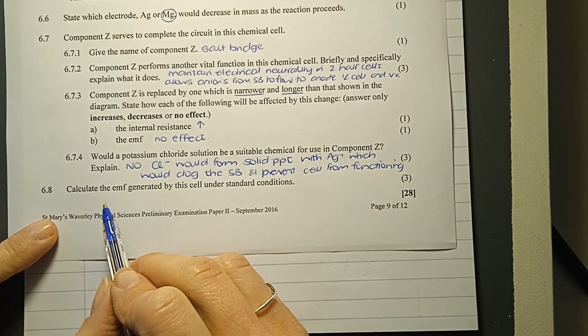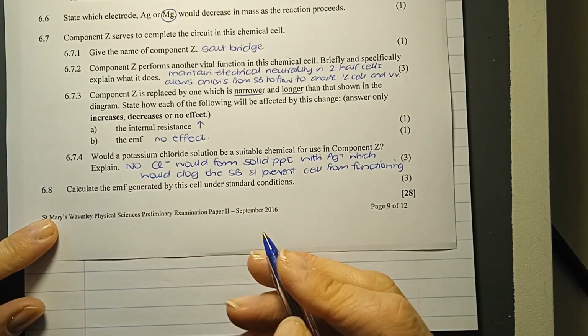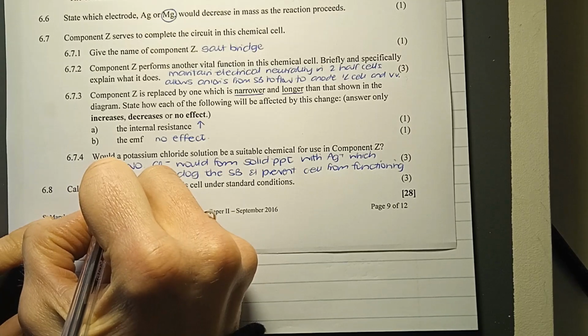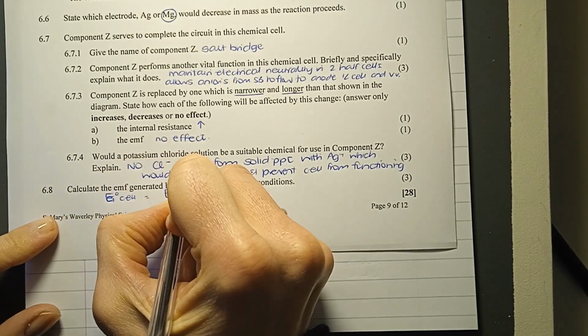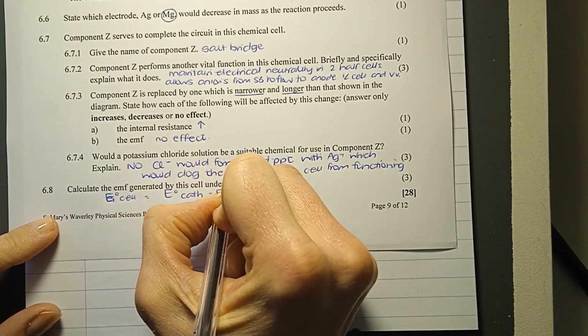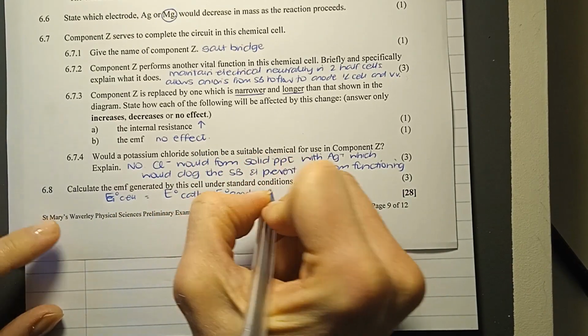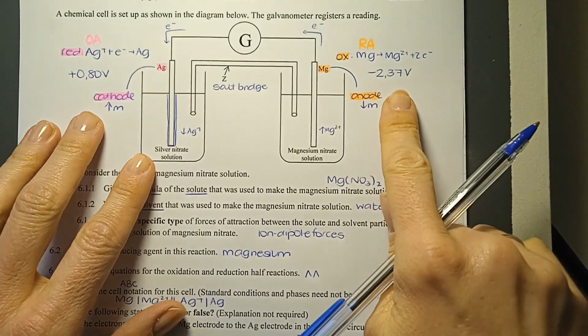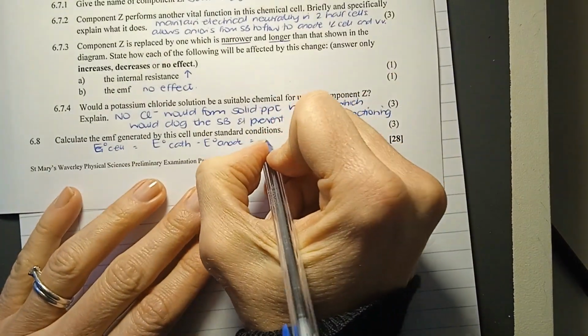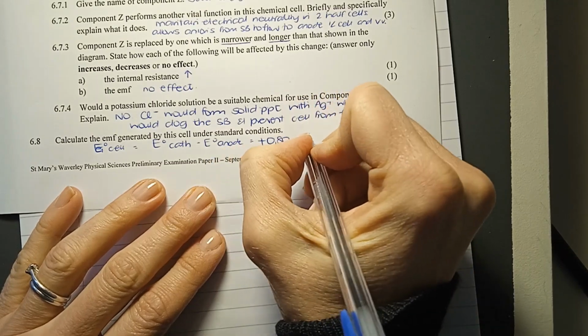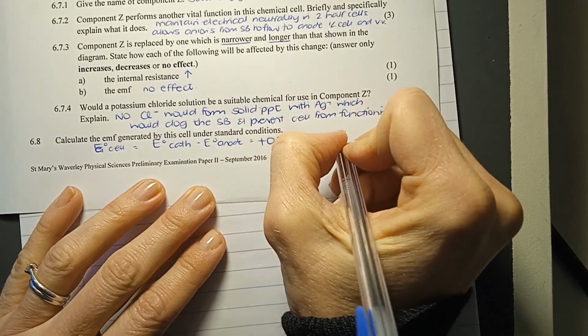And then, calculate the EMF generated by the cell under standard conditions. So we're going to go, let me do it this way. E naught cell is equal to E naught cathode minus E naught anode. And this is where it helps that you've already written those values down. So there's our cathode and there's our anode. So it's positive 0.80 minus negative 2.37.